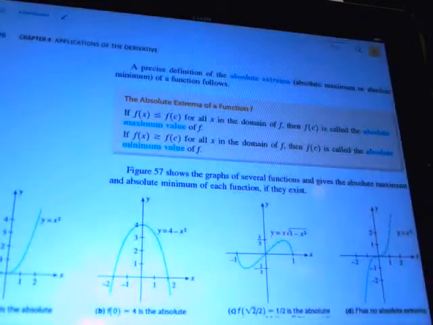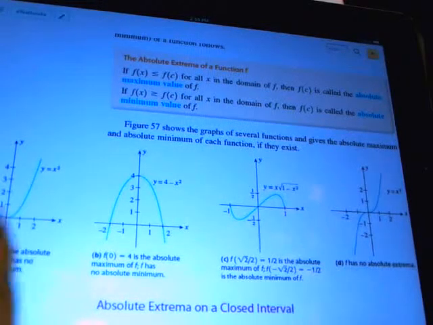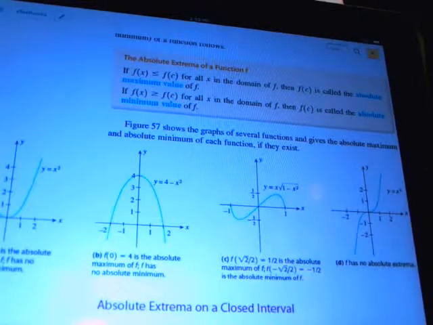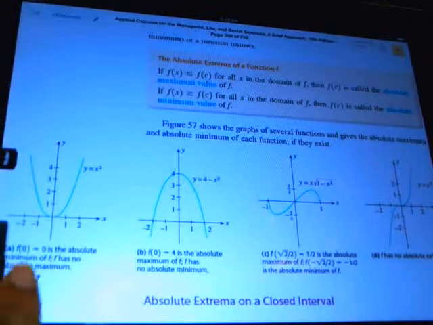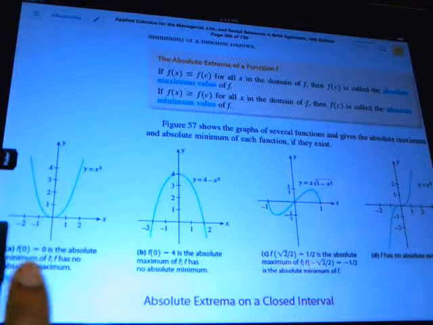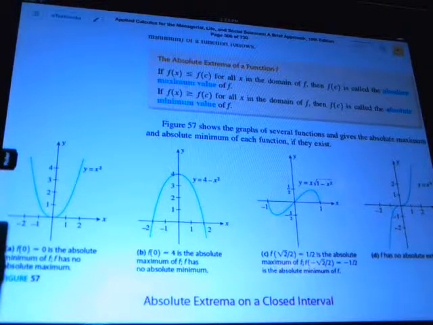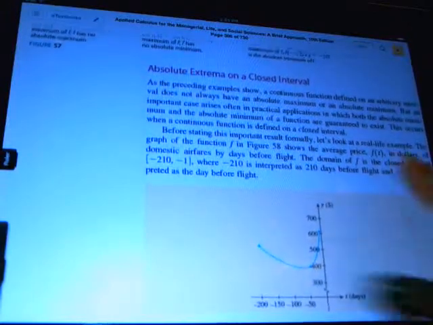Okay, so cancel that zoom. Going to the next page, maybe I need to brighten it up a little bit. There's some graphs here that show you how like x squared goes on forever. It has no absolute max because it keeps going up, but there's an absolute minimum there. But if you were to use a closed interval, you'll be able to find both absolute max and min. And that leads to the next topic, absolute extrema on a closed interval.